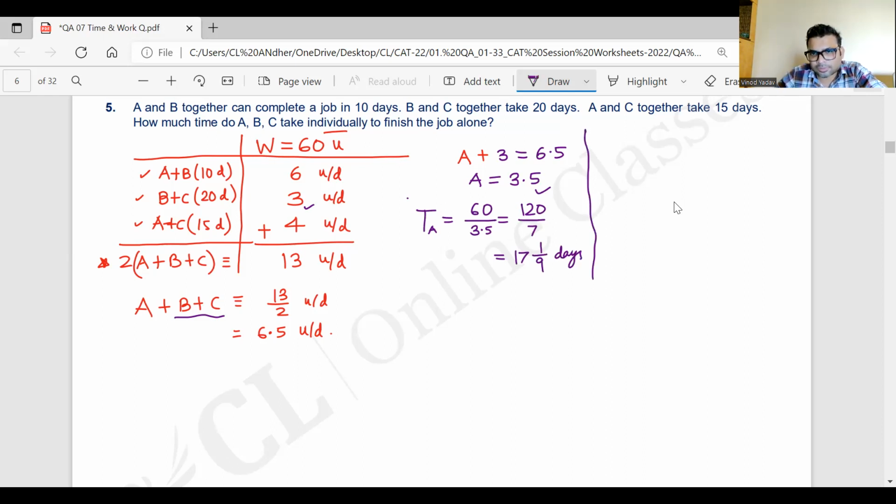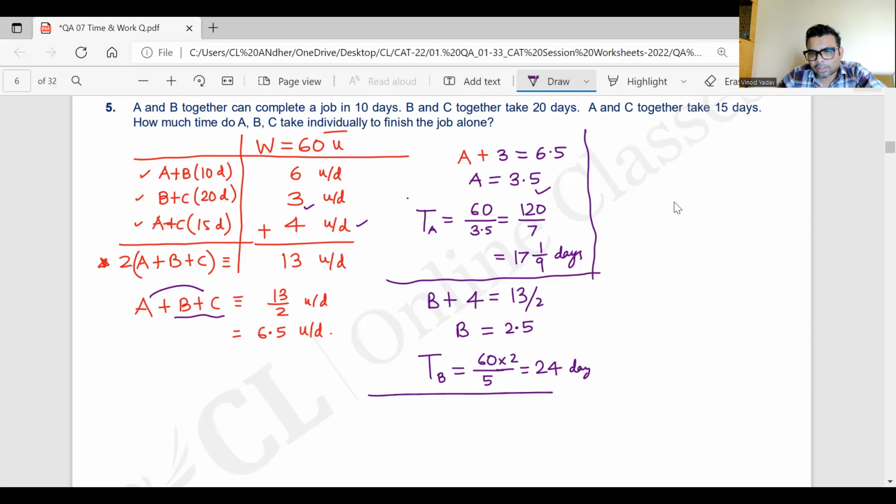Similarly, for B, to get rid of A plus C, which we know is 4 units per day. Simple, same thought, friends. Yeah, 13 by 2, now 6.5. 6.5 minus 4, 2.5, right? So 2.5 is the efficiency of B. So 60 divided by 2.5. 2.5 means 5 by 2. Yes, so B will take 24 days.